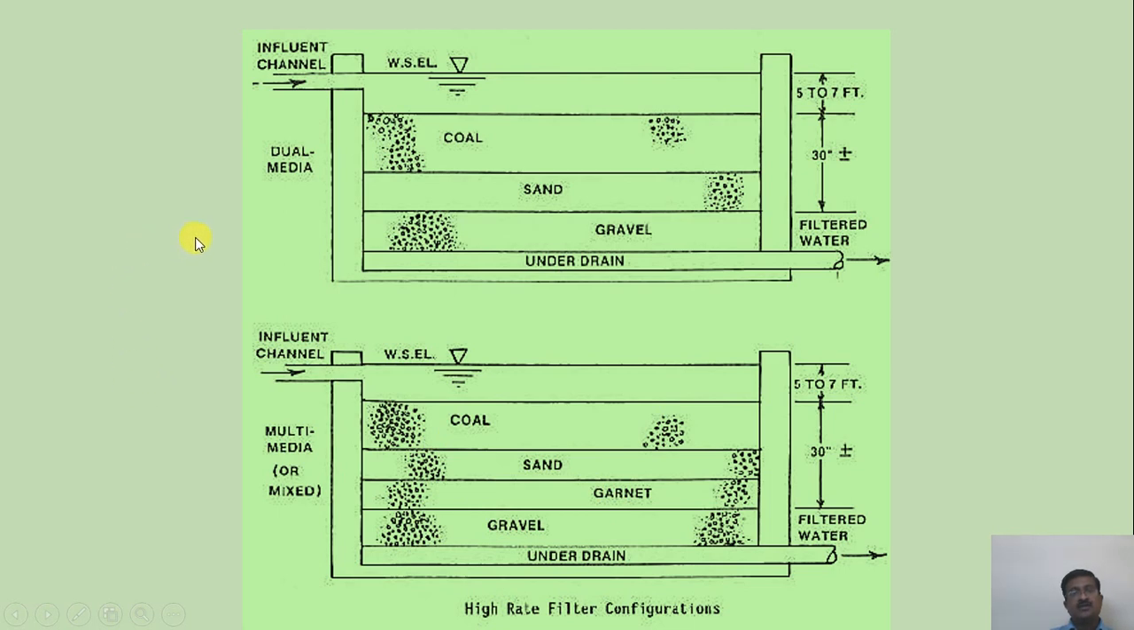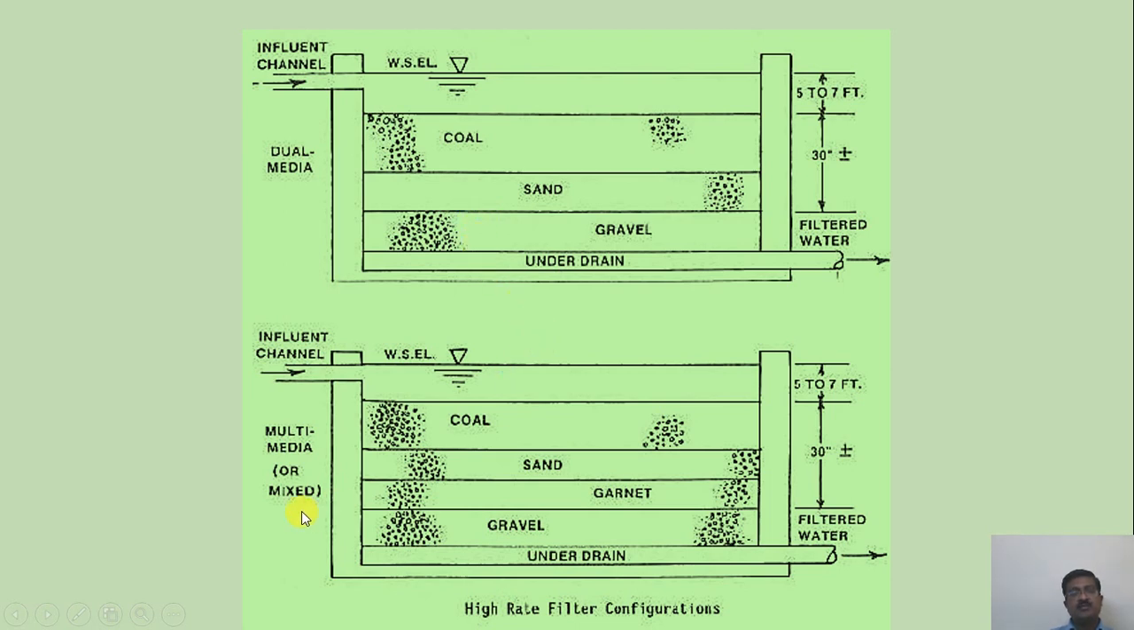Now you can see here two configurations of the high rate filters. In this first cross section of the filter, you can find a dual media filter, where coal, sand and gravel are the various layers which are used. You can see here the water level. Such type of filter is called a dual media filter.